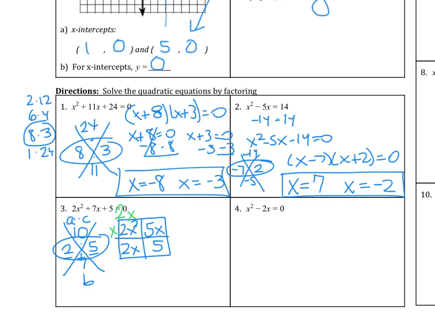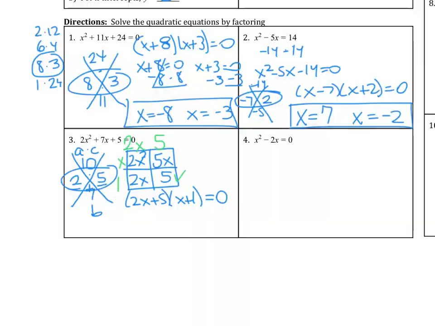Then 2x times x is 2x squared. Then we look at x times what is 5x, so x times 5. And 2x times 1 is 2x, so 5 times 1 is 5, is correct. So our factors here are 2x plus 5 and x plus 1 equals 0. Then you do zero product property to solve.